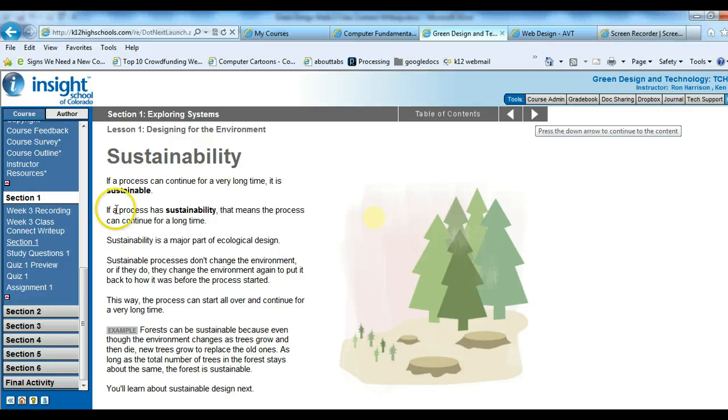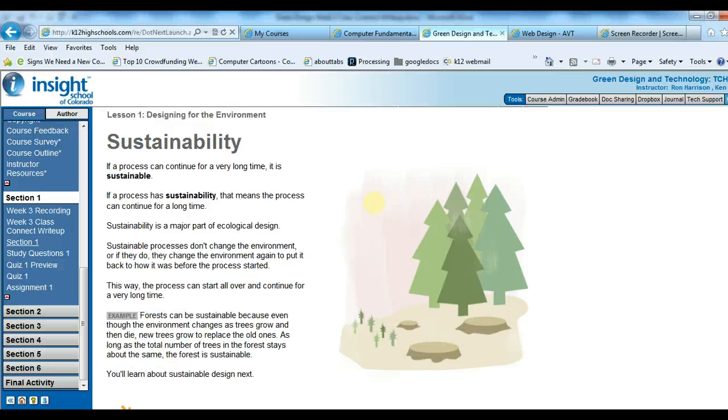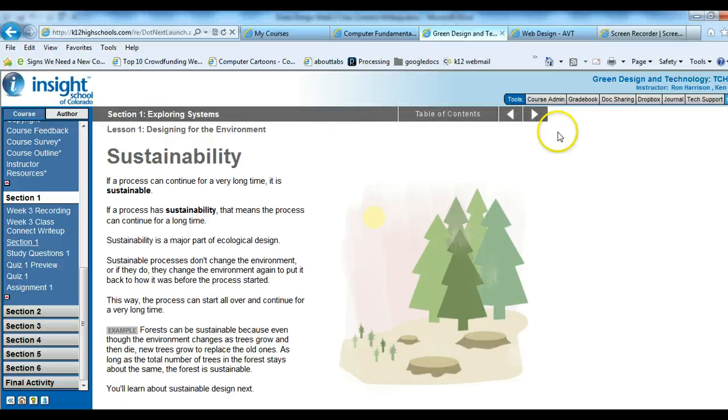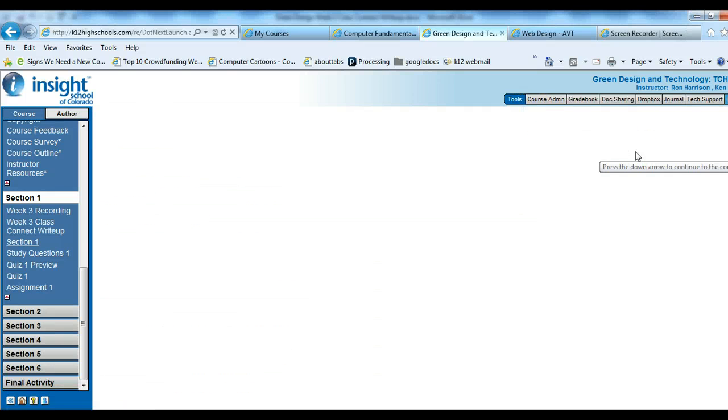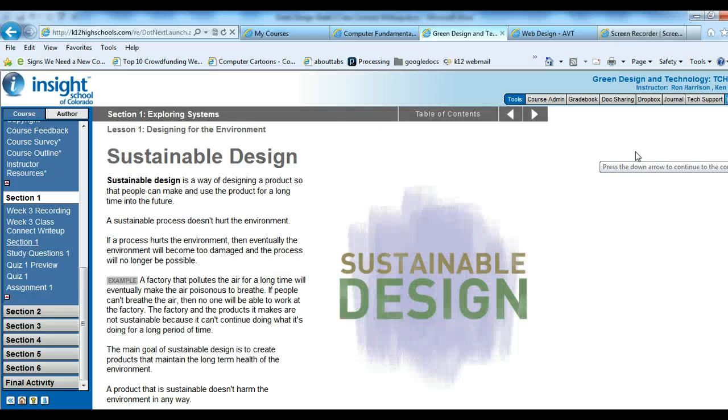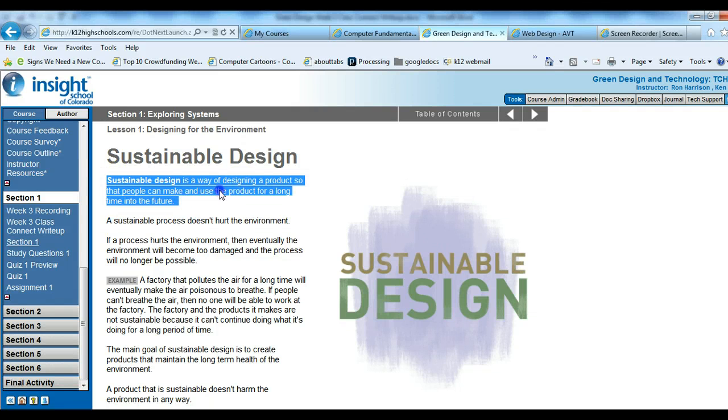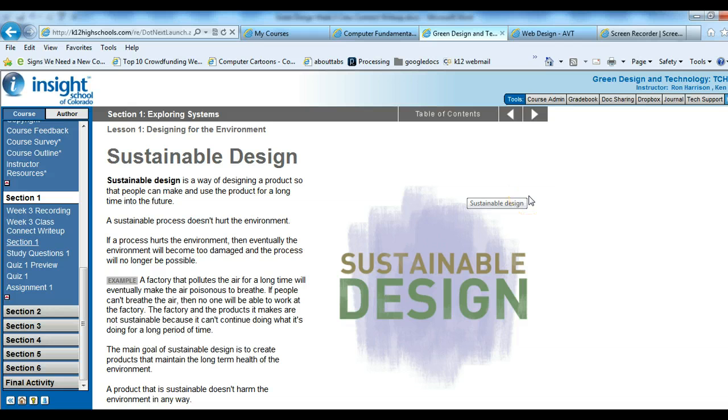Sustainability is where a process can continue for a long time. So you hear sometimes about sustainable fishing, or they're using methods that allow that fishing to go on and on, allow those fish to grow to the right lengths and things like that. Sustainable design, make products that can be used for a long time in the future.